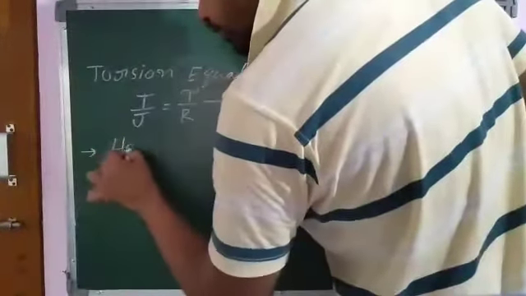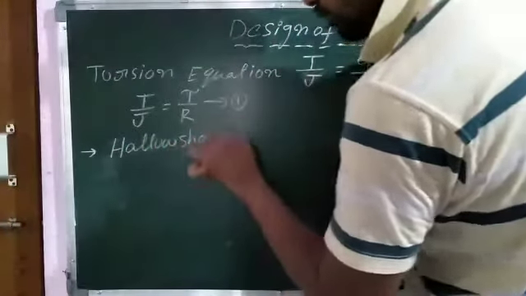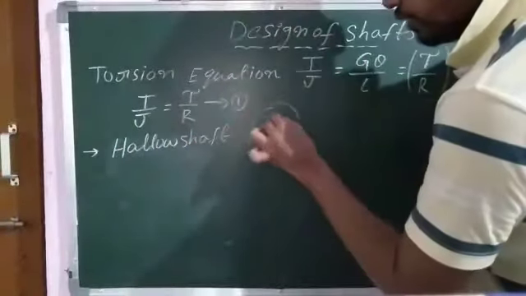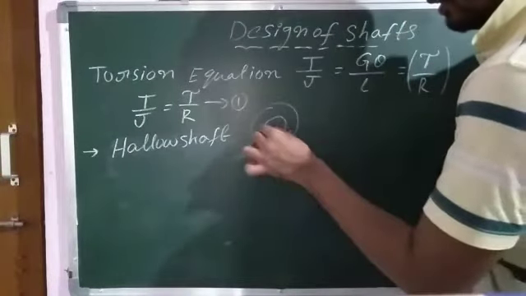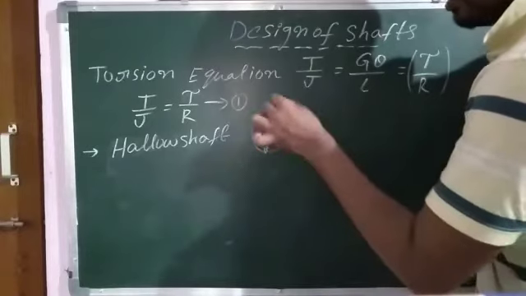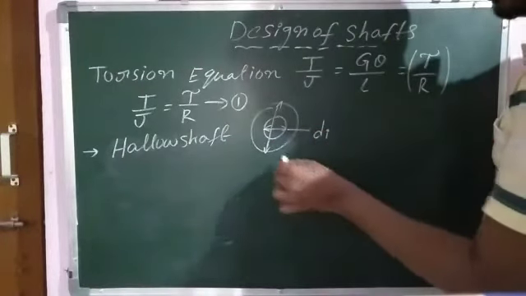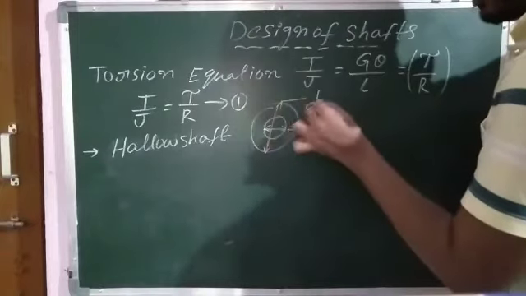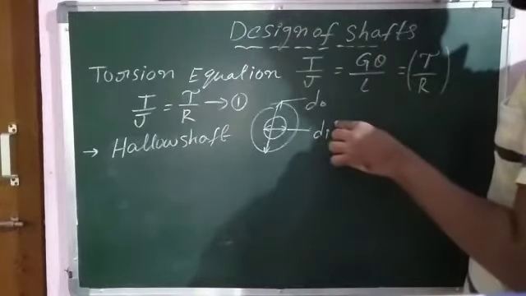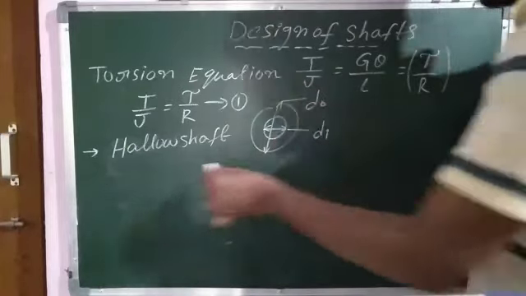Now let us consider a hollow shaft, like this, with an inner diameter and an outer diameter. Let us say inner diameter small d i and outer diameter d naught. So d i represents the inner diameter of the hollow shaft and d naught represents the outer diameter of the hollow shaft.